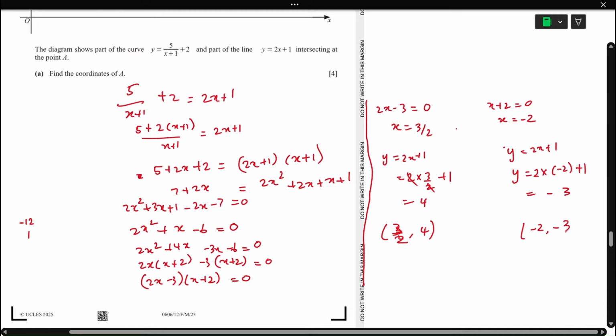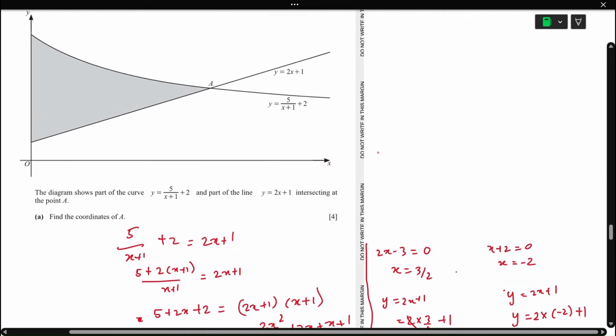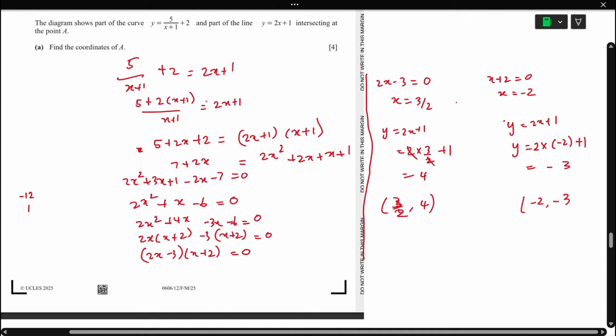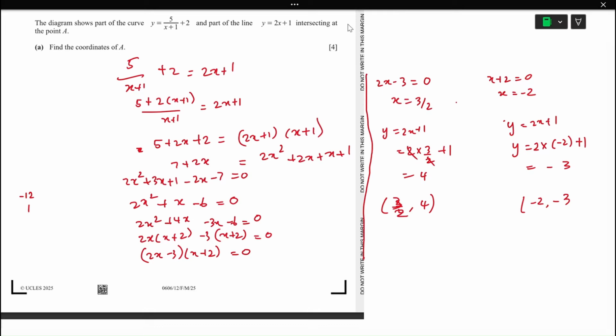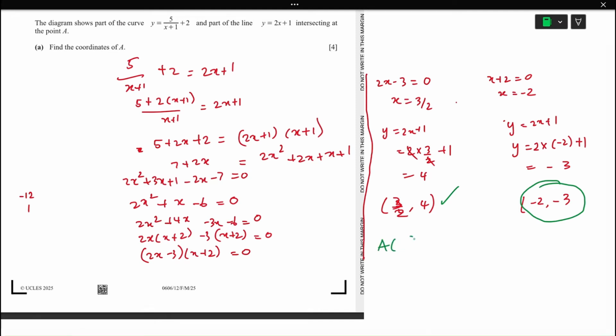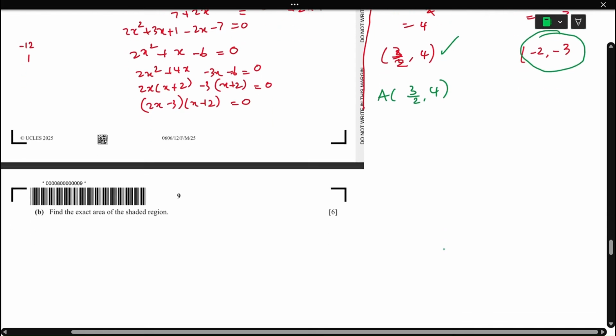Okay. So when we see the question, this is happening only in the first quadrant. In the first quadrant there is no negative answer. There are no negative values. So we are not going to take this negative 3 and we are going to ignore this. So we are going to choose this. So the coordinates of A is going to be 3 by 2 comma 4. That is the answer for us. Okay, so the next one, it's done.